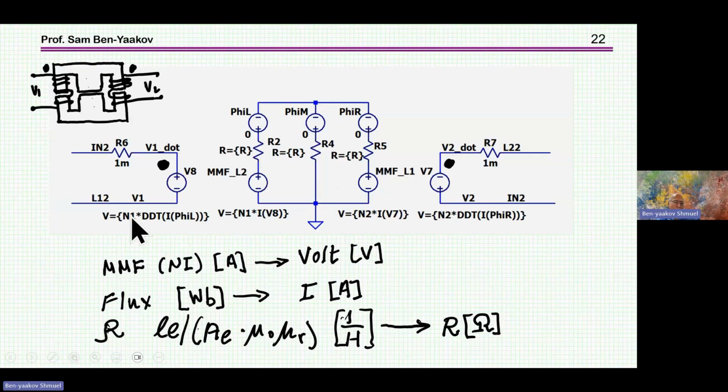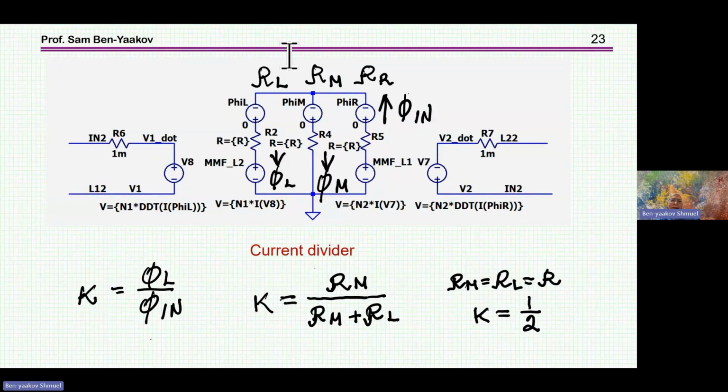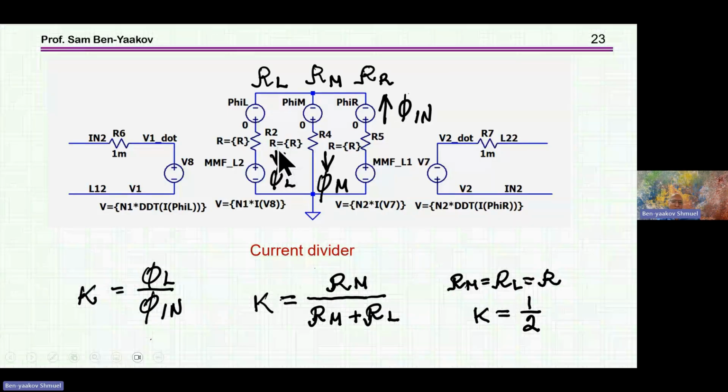So by taking the derivative of the current here, I get the back EMF. And so this is the interface, the electrical interface between the electrical part and the magnetic part. So this is very handy. Again, this now gives us information about things like what is the flux in this arm, which is very important in the design consideration.